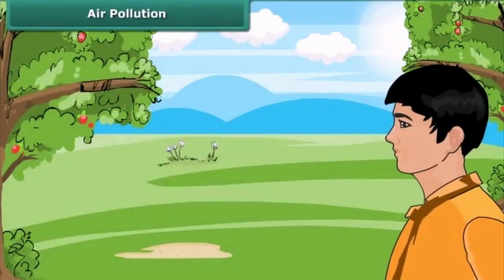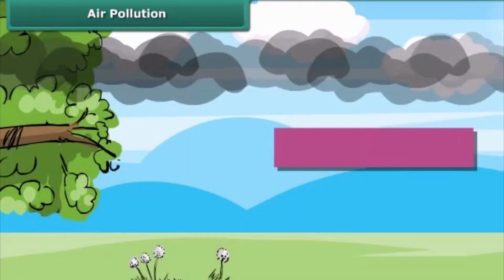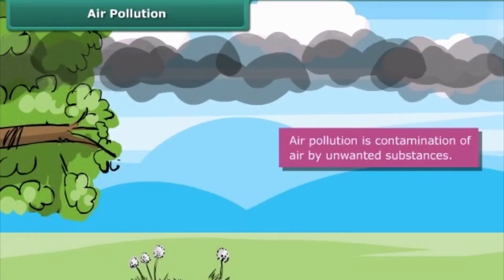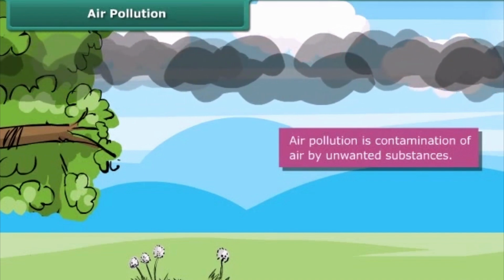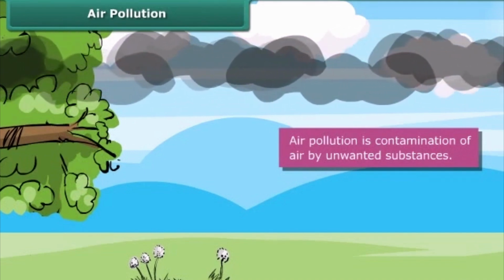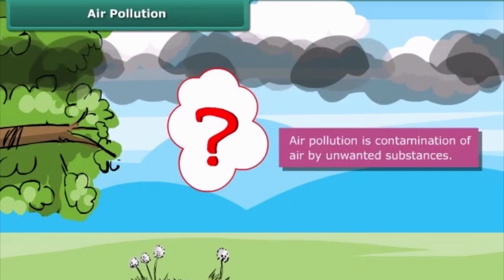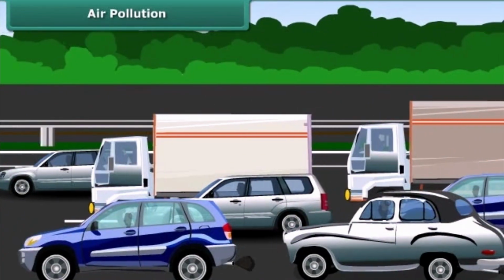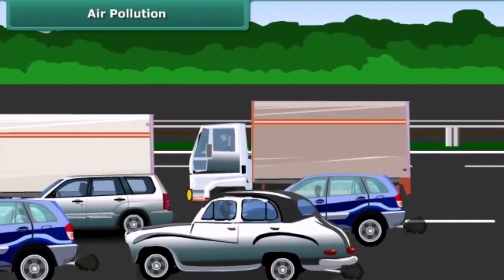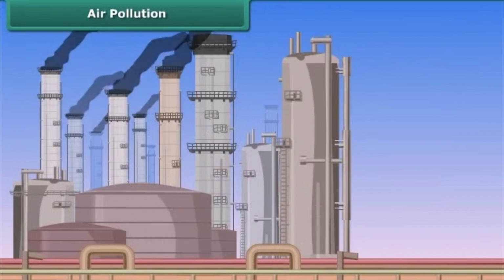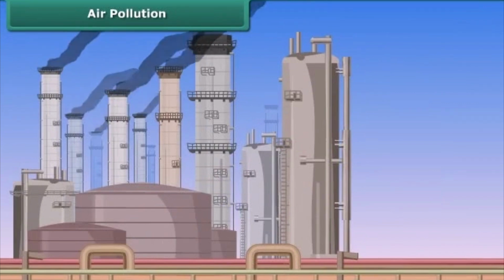Air is necessary for our lives. But air is getting polluted day by day due to the presence of unwanted substances in it. Now you would like to know from where these substances come. These are released when fuels burn in vehicles, or factories and power plants produce them as gaseous wastes.